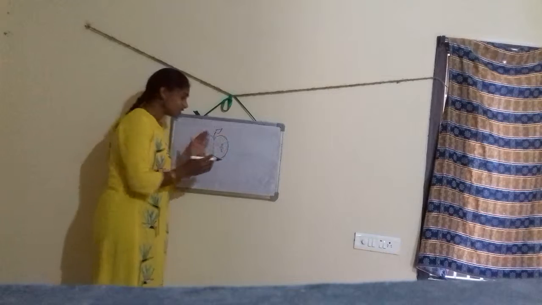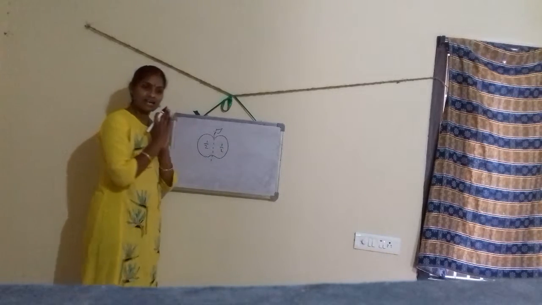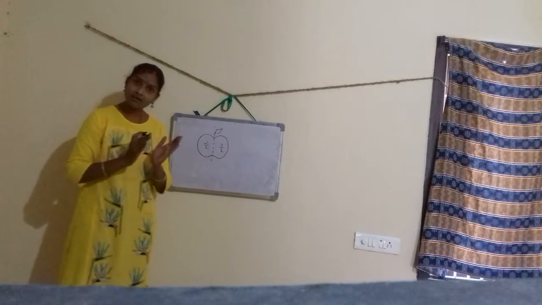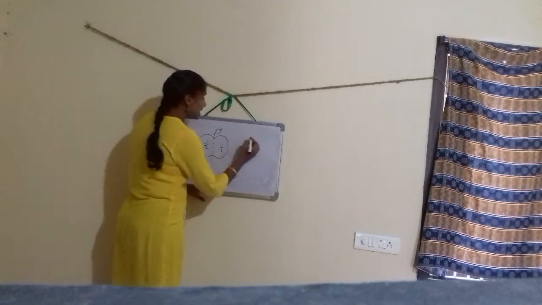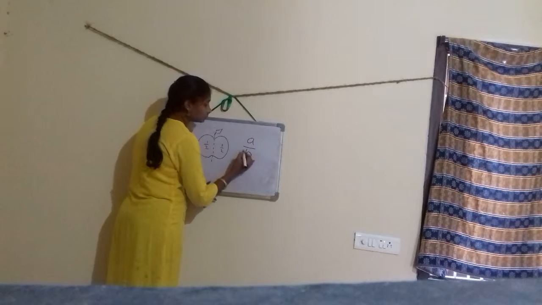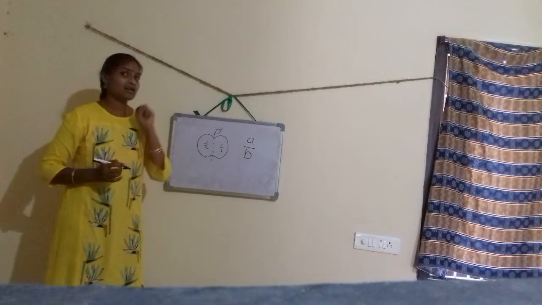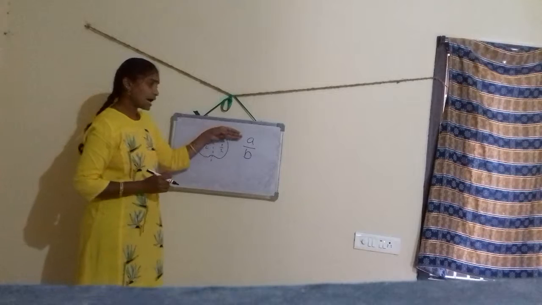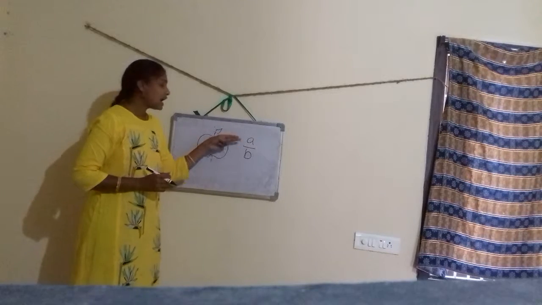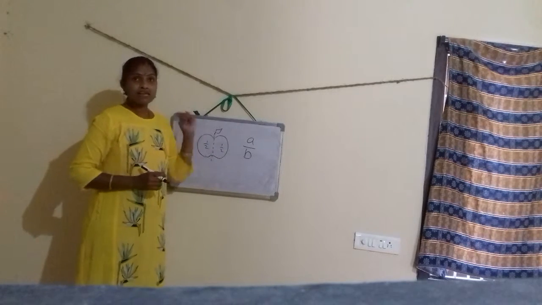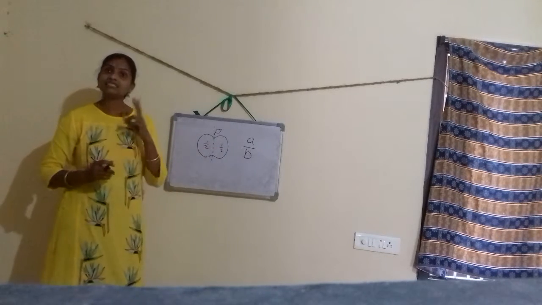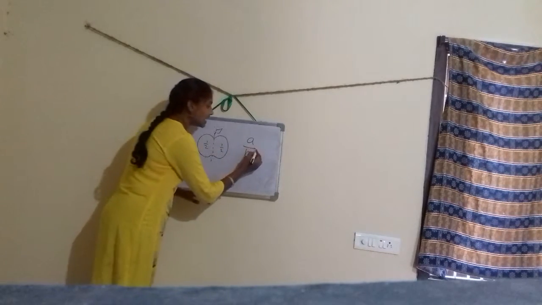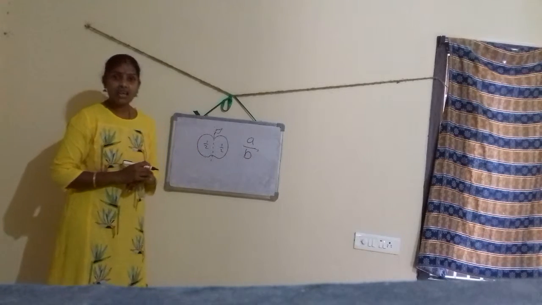Okay, what is a fraction? A fraction is a number. It's in the form of A by B. Here, three parts are there. What are the three parts? The upper part, the down part, and the middle part. The upper part is called the numerator. The down part is called the denominator. And the middle line is called the division line.